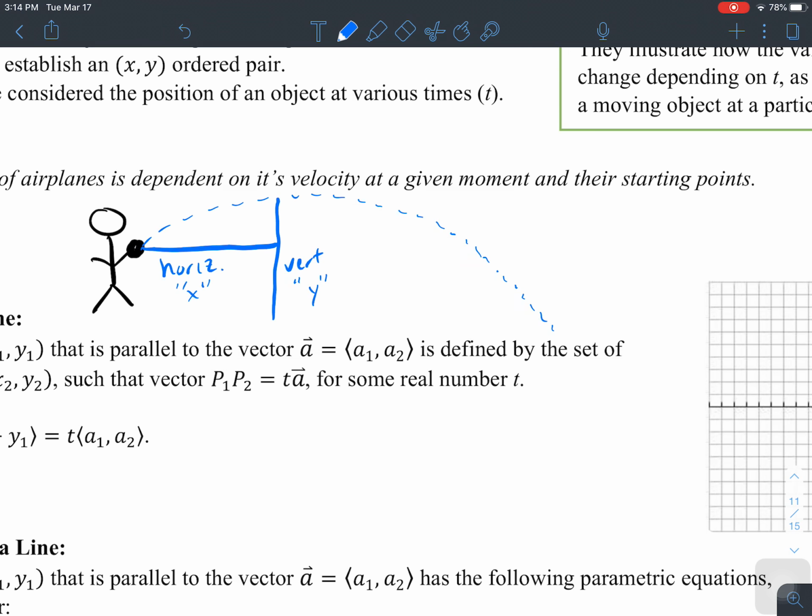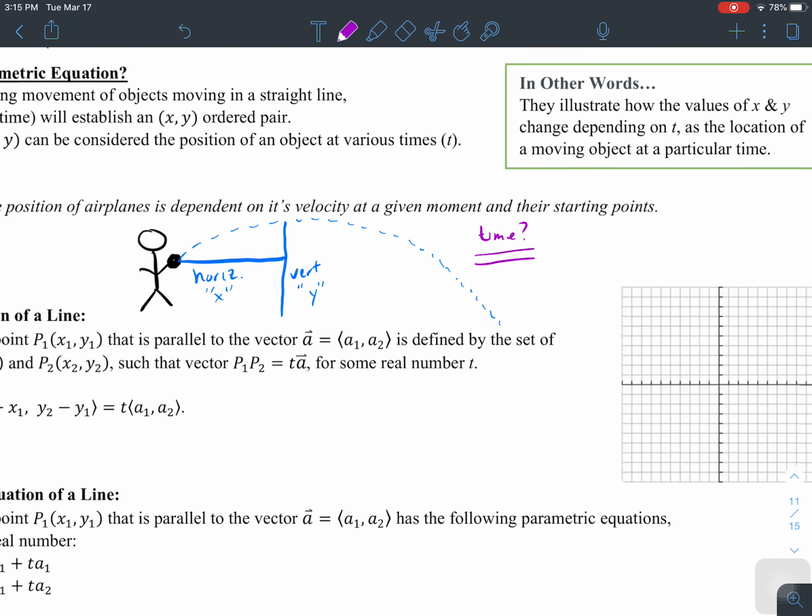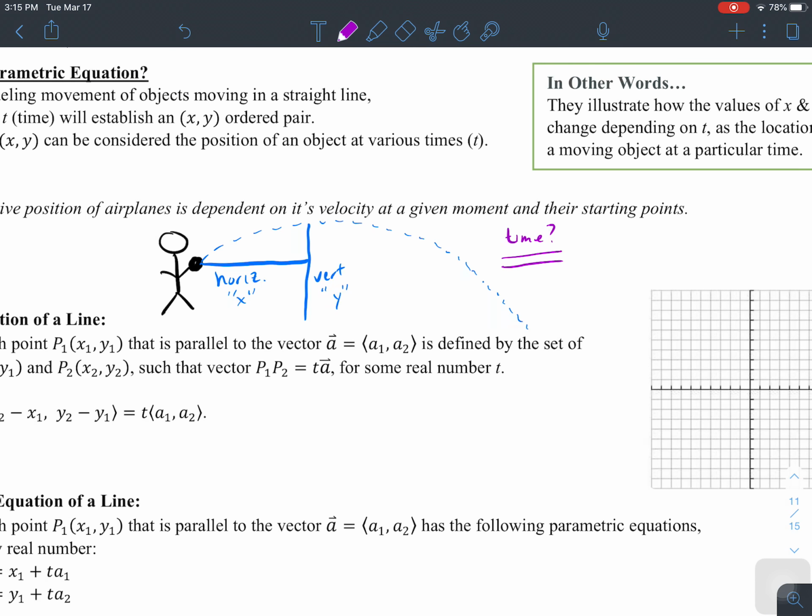But there's actually a third variable. And that third variable is how long is the ball in the air? The third variable is time. So there's really three things I can talk about when I'm throwing an object in the air. I can look at how far away it is from me horizontally, I can look at how high it is vertically, and I can look at how long is that projectile in the air. And that's what parametric equations do.